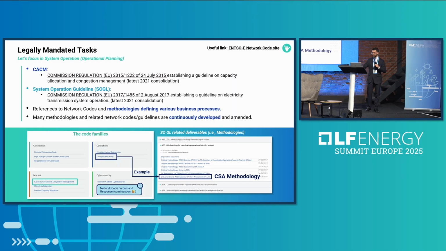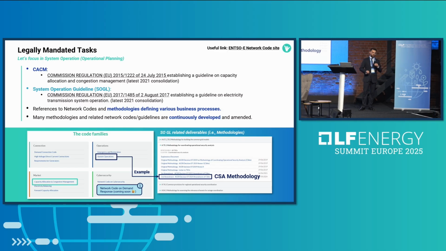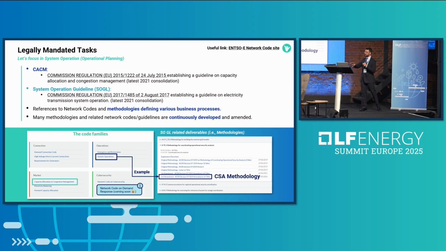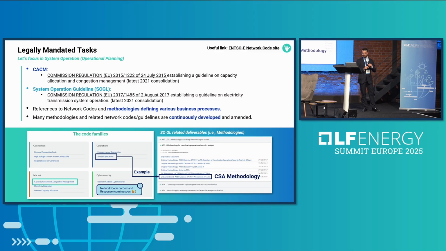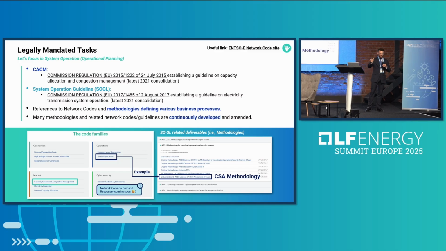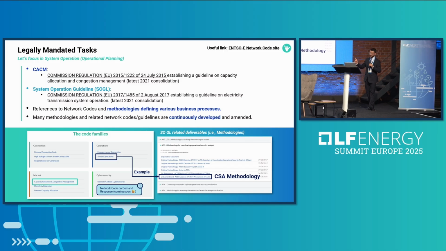But I want to go a bit faster and talk really about system operation. Where are all the requirements for operation planning coming from? This is a very synthesized slide showing the pieces of legislation, the capacity allocation and congestion management, with references to the Commission regulation and the system operation guideline. These are abstract pieces of legislation, and we try to land them to reality through methodologies. The relevant one for this talk is the CSA methodology, which you also have a link to there.